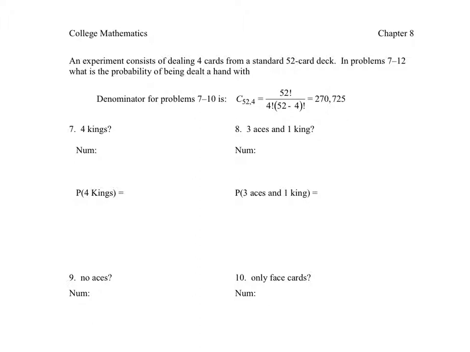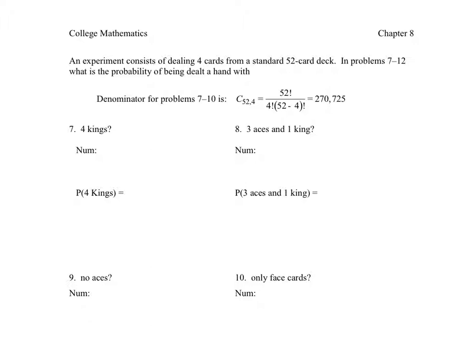Now, let's look at this. Go back to the cards. We're going to deal 4 cards from a standard deck of 52 cards, and we're going to find the probability of being dealt a certain hand. Now, to help us out a little bit, we are going to need to know something about combinations, and there are a couple of things. For instance, when I teach statistics, we talk about this in greater depth. Let me just give you a quick explanation.